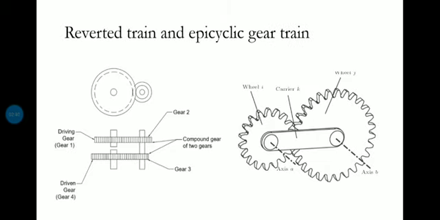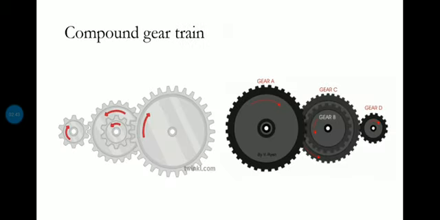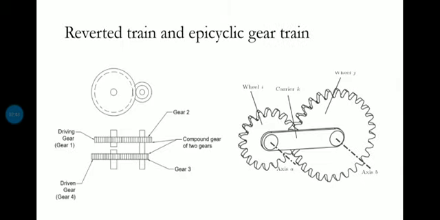Now the third and fourth types. One is the reverted gear train. A reverted gear train is actually a compound gear train only, but it is a special type of compound gear train. Here you can see the left diagram. Gear 1 is on the input shaft. It's also called the driver or driving gear, and gear 4 is the driven gear. It's also called the follower. Okay. So what's the nature of 1 and 4? Can you find any similarity between 1 and 4? That is the definition of a reverted gear train.